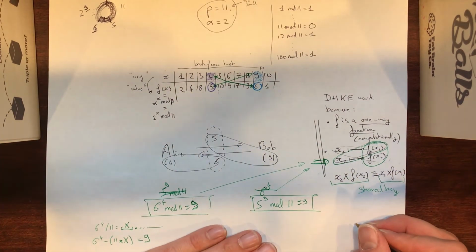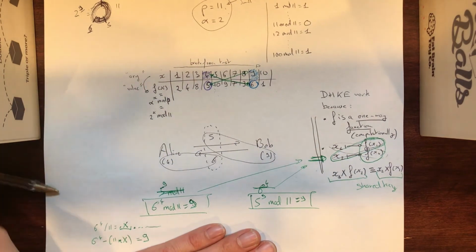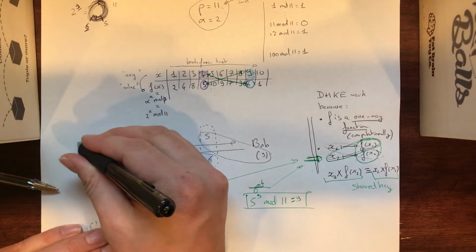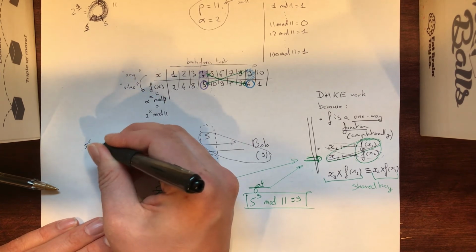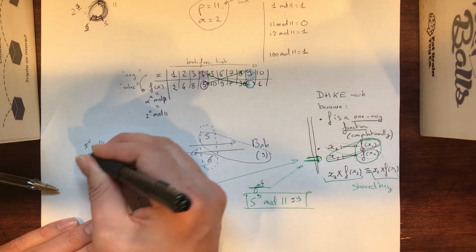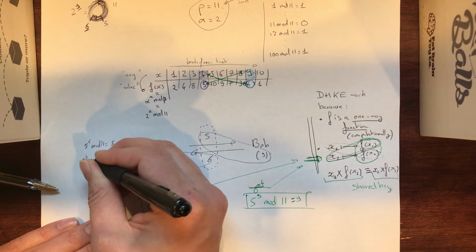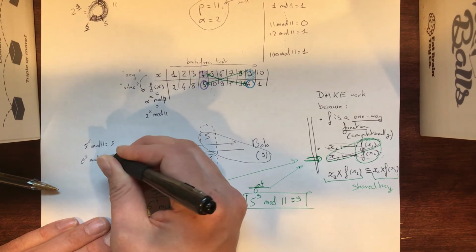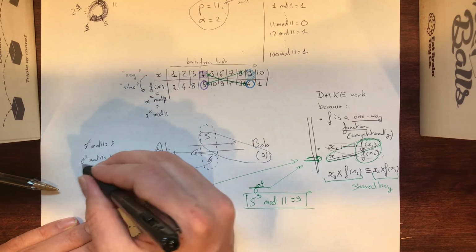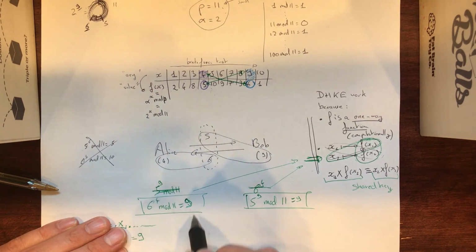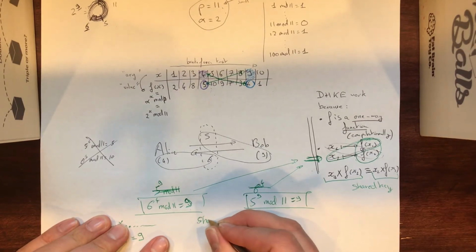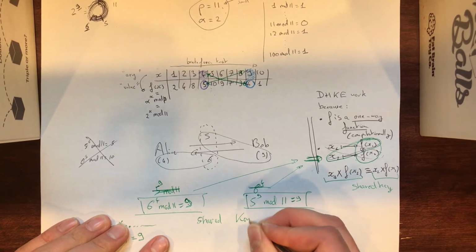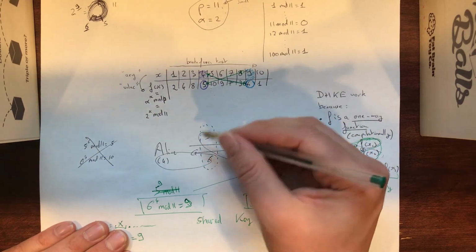And as a matter of fact, if I try to compute 5 to the power of 6 modulo 11, it's equal to 5, and 6 to the power of 5 modulo 11 is equal to 10, right? So both of these, they don't work, right? They are not equal to the 9, the shared key. So this is the shared key. And so the public information is not enough.